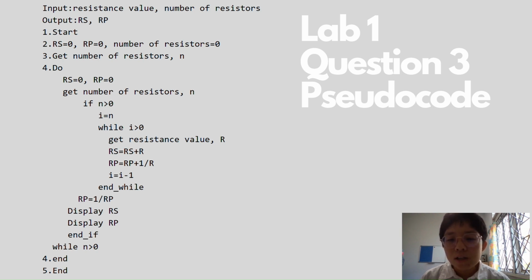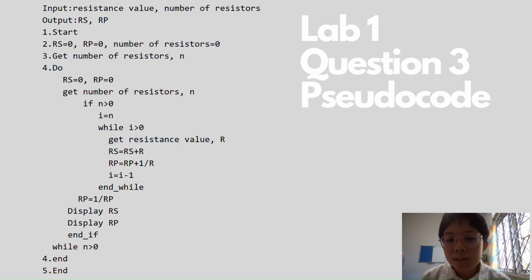Then we will get the number of resistors, read the number of resistors, and then we will have our do while post-test loop. Rs, Rp equals to 0, get the number of resistors, and an if selection statement: if n is larger than 0, our iteration equals to number of resistors, and in the while loop, while I is larger than 0, we will continue getting the resistance value. Rs equals to Rs plus R, and Rp equals to Rp plus 1 over R, and our iteration decrements by 1 after we calculate each resistance value for each resistor.